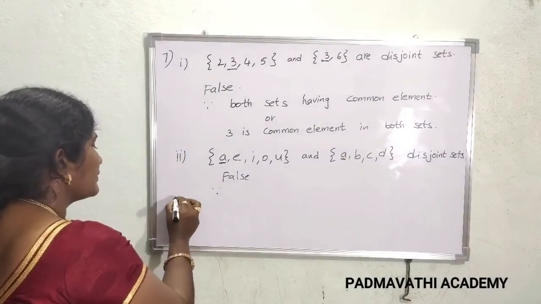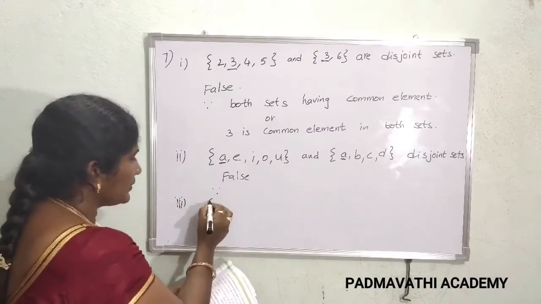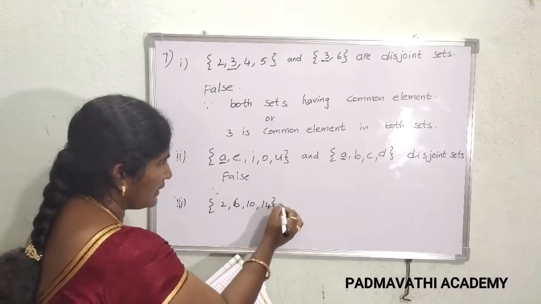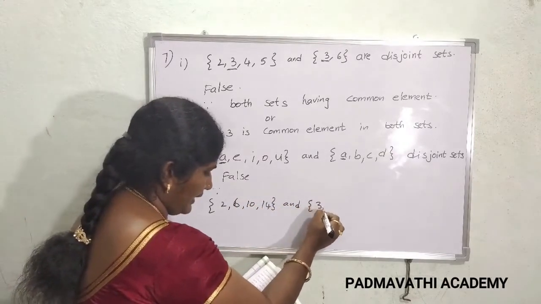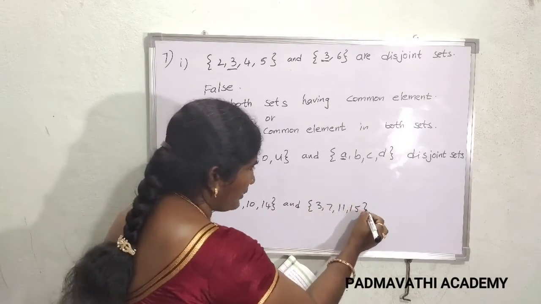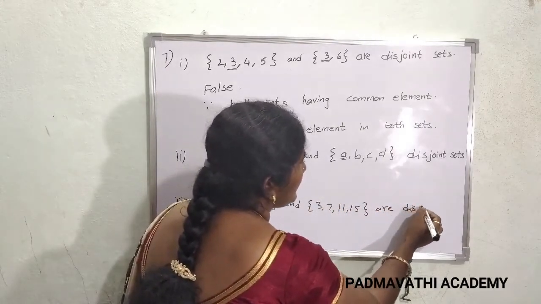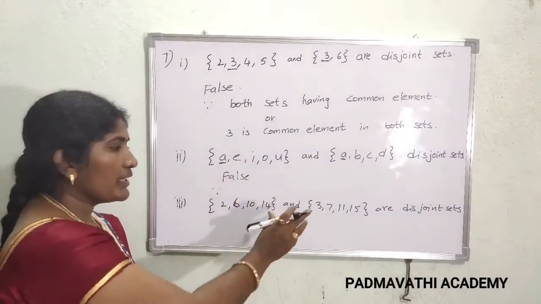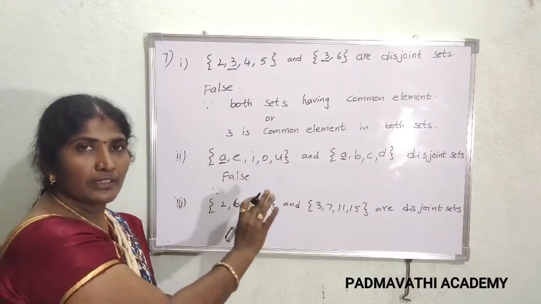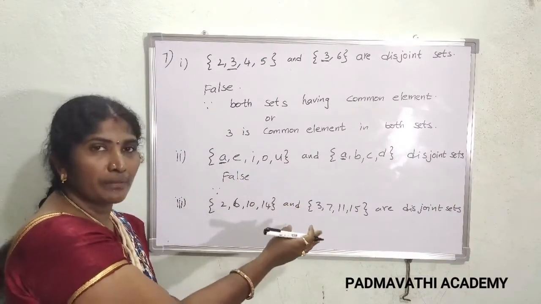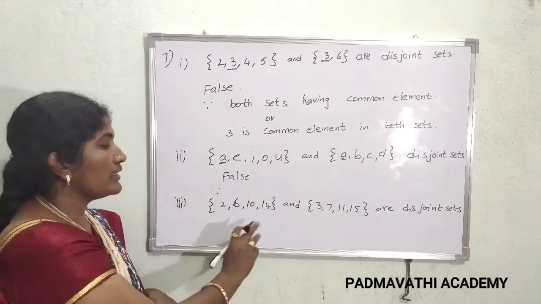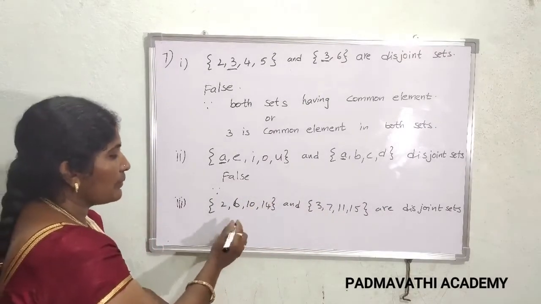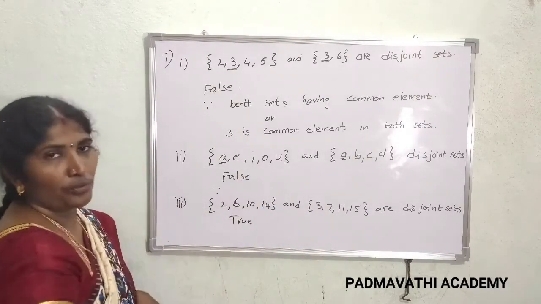Coming to the third one. What is the third question? 2, 6, 10, 14 and 3, 7, 11, 15 are disjoint. So here the complete questions they gave are regarding disjoint sets. Disjoint sets means you simply have to check whether common elements are there or not. If there are common elements, they are not disjoint sets. If there is no common element, then the two sets are said to be disjoint sets. Again here check, is there any common element? No, there is no common element. Therefore this statement is true.